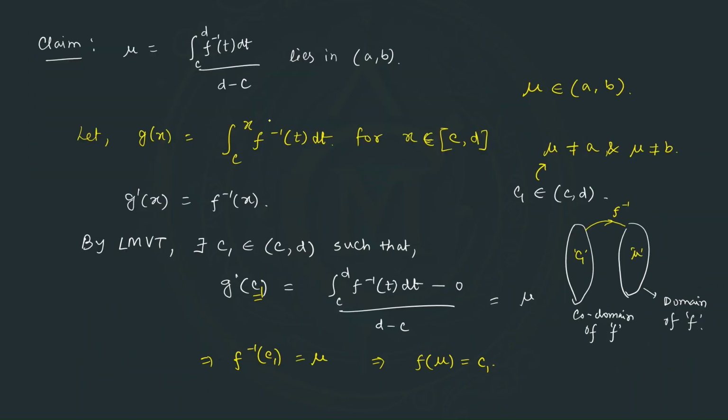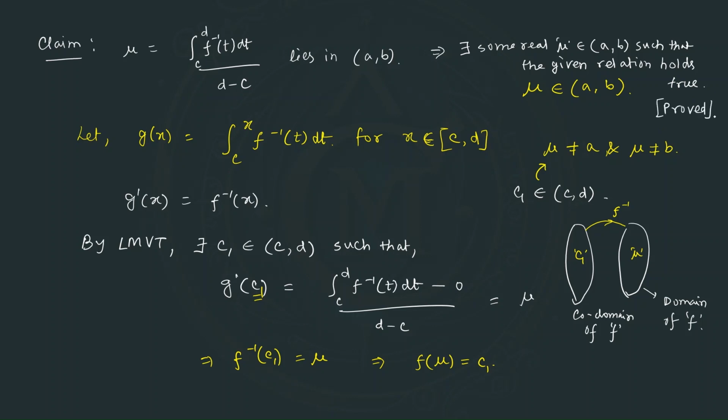So we can say all this implies there exists some real number mu belonging to open interval a to b such that the given relation holds true. This is hence proved. I hope you understood this question.